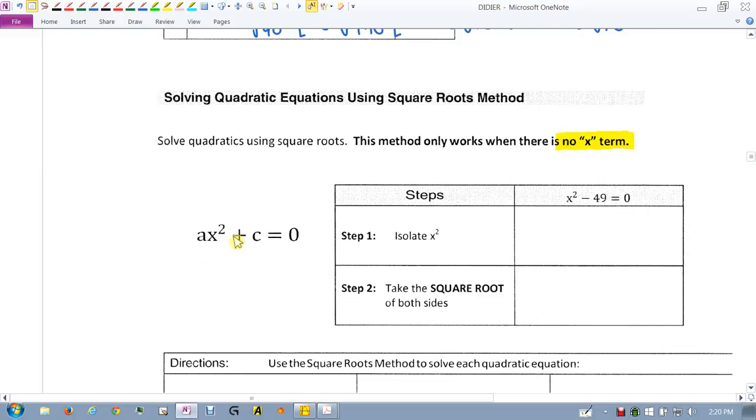The first step to the square roots method is to isolate x squared. The next thing is to take the square root on both sides of the equation. So take a look at this problem right here. x squared minus 49 equals 0. Does this look like this? Yes? What's a for us here? a is 1. It's the number in front of x squared. What is c for us here? Careful. Negative 49. Negative 49 is the c. What it says is to get x squared by itself. So I want to take negative 49 and move it to the other side. So I add 49 to both sides. x squared equals 49.